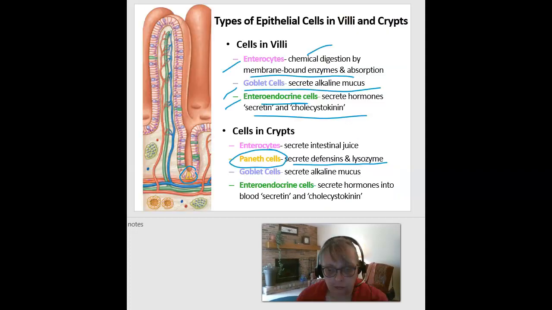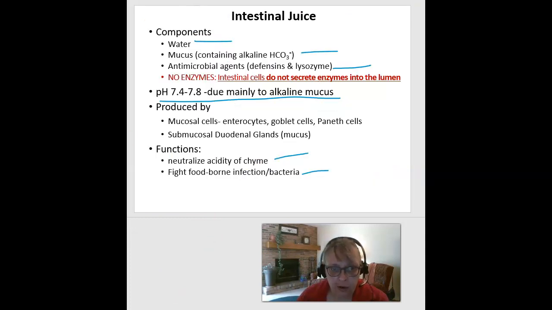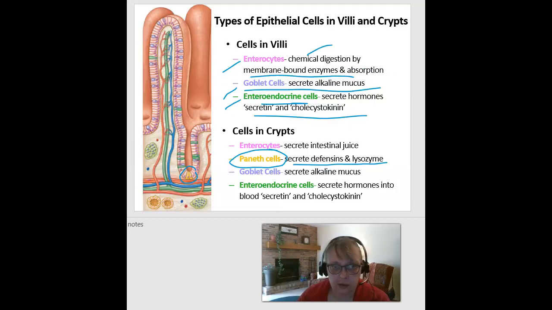The enterocytes have membrane-bound enzymes that will break substances down. Goblet cells secrete mucus, and enteroendocrine cells secrete hormones. The only other cell type are Paneth cells, and they secrete defensins and lysozyme to protect us from foodborne bacteria.